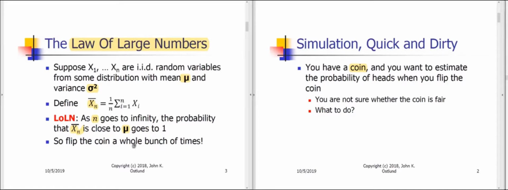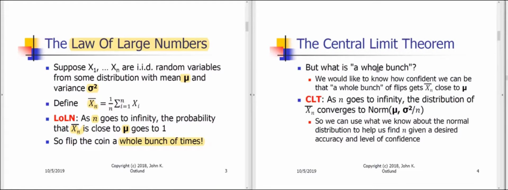So we're not sure about our coin. That means that we're going to need to flip our coin a whole bunch of times to get an estimate of what the actual probability of heads is. Now that raises an immediate question, which is, what is a whole bunch of times? We'd like to have some way of measuring how confident we can be that X_n bar is getting close to the actual mean.